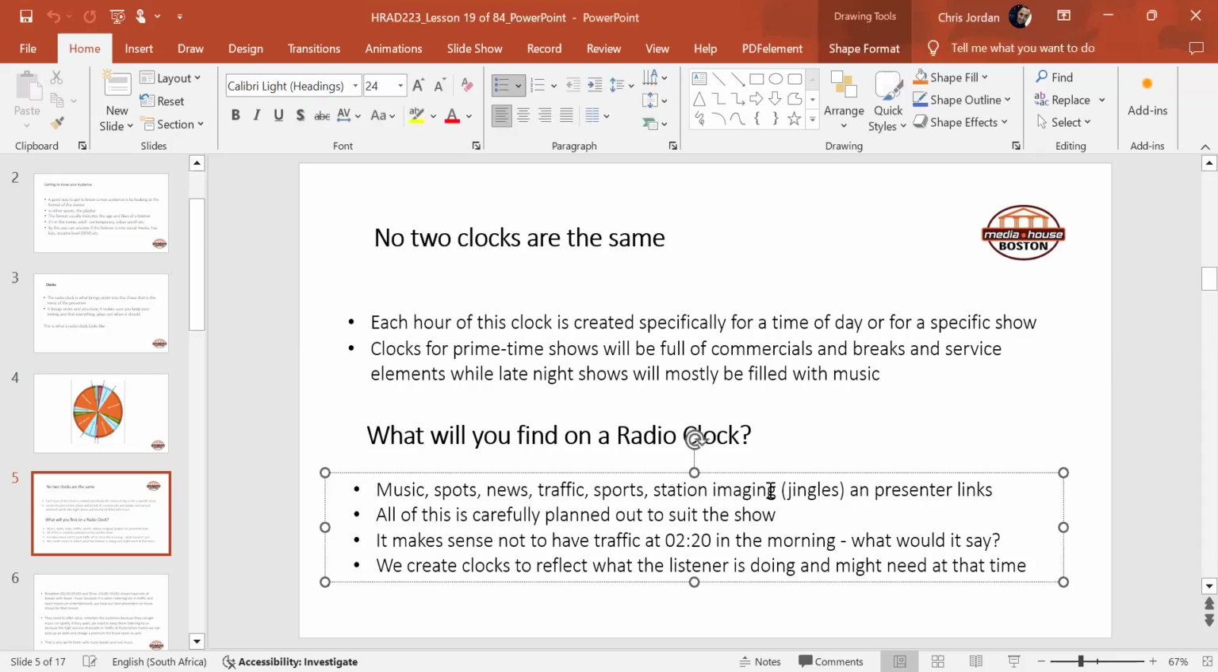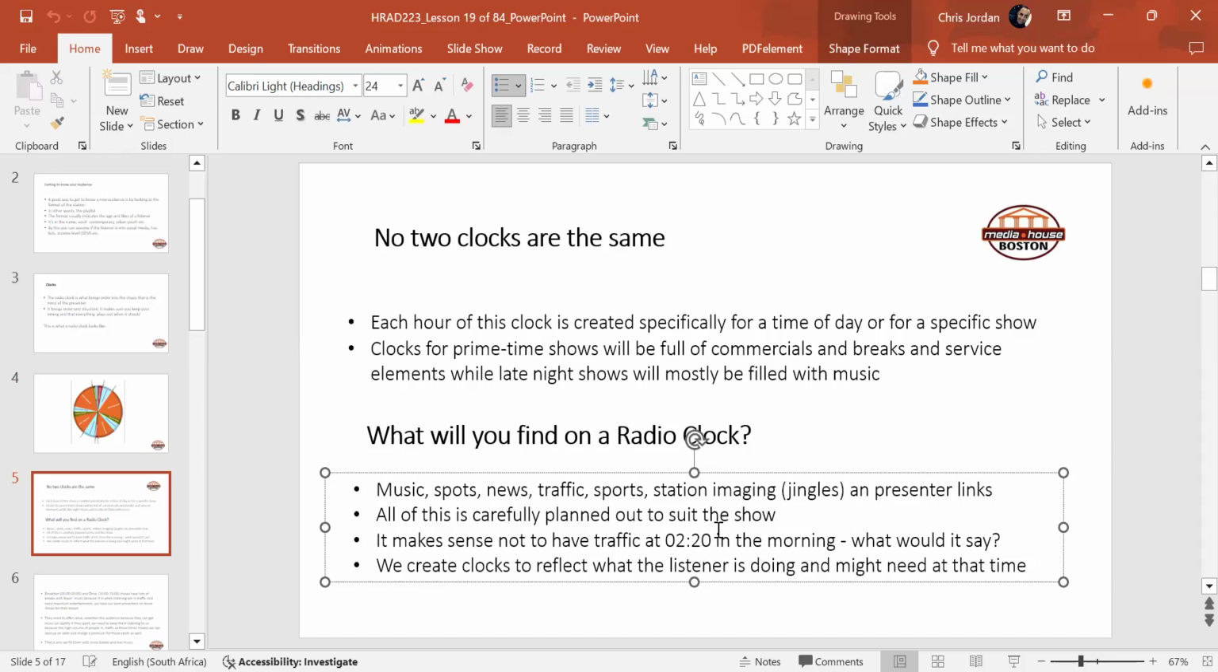Anyway, let's stick to the stuff that we understand. So station imaging, IDs, stings, and then jingles. Think of jingles as a little production, perhaps a little bit musicy, so there might be some music elements in there as well. It's a jingle, like a show jingle or a feature jingle, or a kind of jingle bumper.